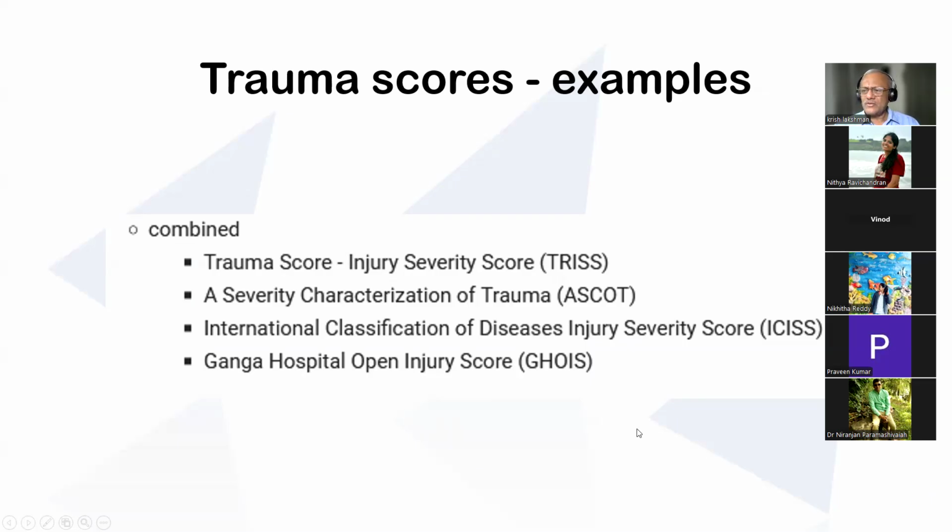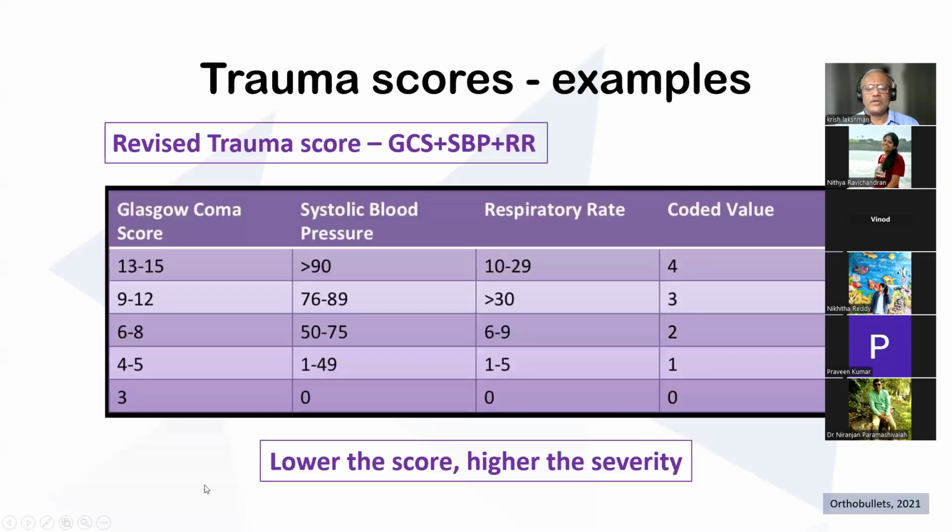And so as a department, as a group, each of us has to decide on one score, learn it, and actually practice it when you see these trauma patients. And this is what I would recommend because it's the simplest. It's called the revised trauma score, which combines GCS, the Glasgow Coma Scale, the systolic blood pressure, and the respiratory rate. The simplest of three things that you want to do. Each one has a coded value. The better it is, the higher the value. So at the end of the day, when you sum up these three things, if you have a lower score, higher is the severity and worse is the prognosis.